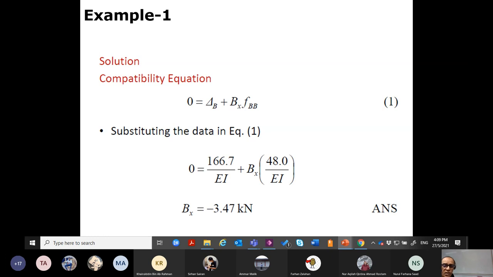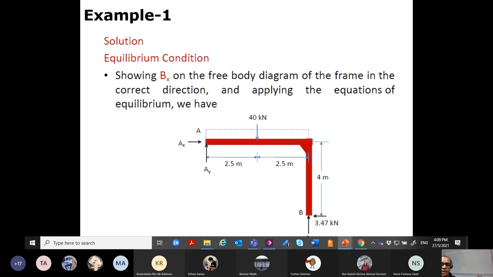So we have calculated BX as 3.47 kilonewton, and the minus sign indicates the assumed direction is opposite. So that is the frame, and we have corrected it, which is 3.47. Then we can calculate the other reaction components, AX, AY, and BY. Because there are three unknowns and three equations, we can easily calculate them.